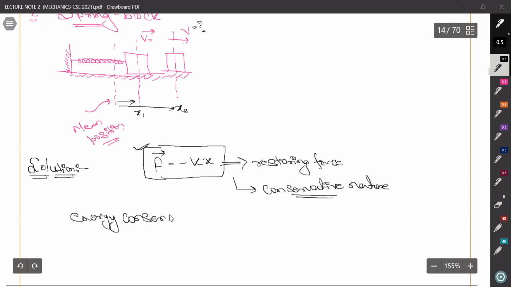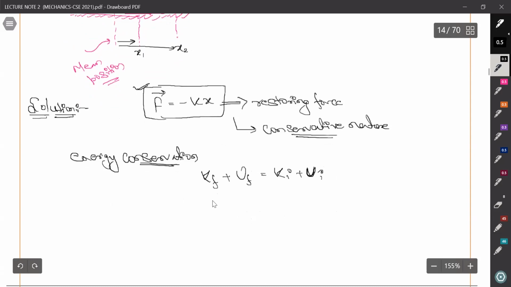Simply, we can apply the energy conservation. So what is the kinetic energy? We can write that Kf plus Uf is equal to Ki plus Ui. This is U, not V. So this will be half mv square plus half k x1 whole square is equal to half m v naught whole square plus half k x2 whole square.